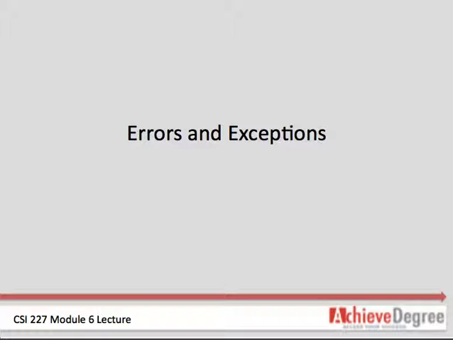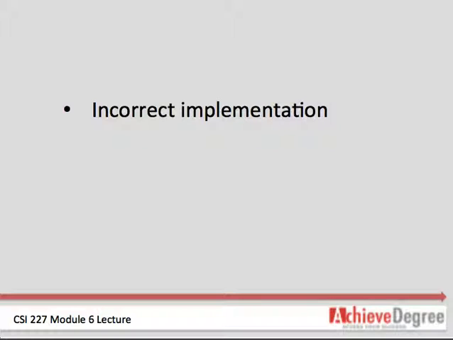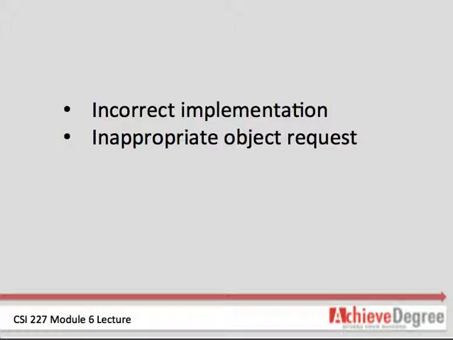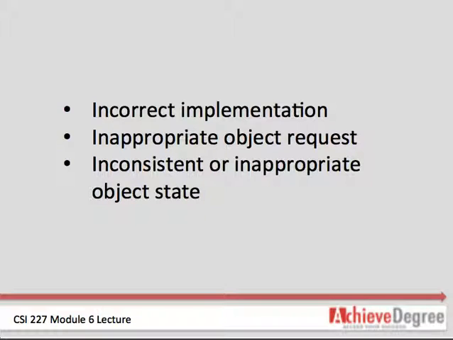There are several situations where programmer errors typically come from. Incorrect implementation, when the object or method does not meet the specification. Inappropriate object request, referencing an invalid index, usually with arrays and linked lists. Inconsistent or inappropriate object state, which usually happens because of class extension through inheritance.